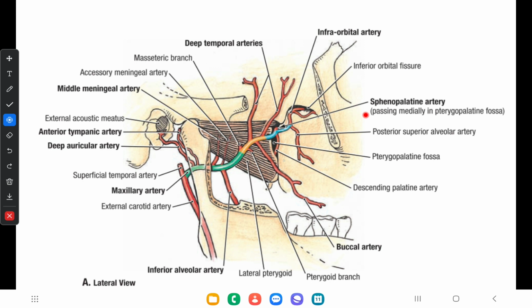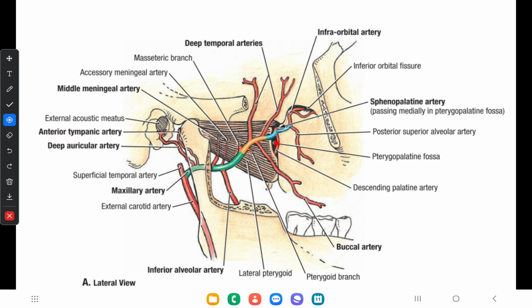Then, greater palatine or descending palatine artery. It is named as the descending palatine artery, but we call it the greater palatine artery as well. So the artery descends in the greater palatine canal and enters the oral cavity through the greater palatine foramen.